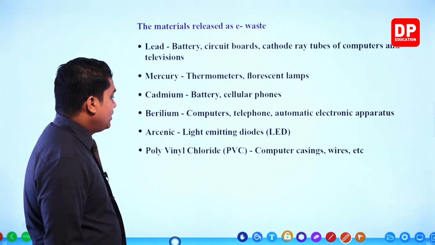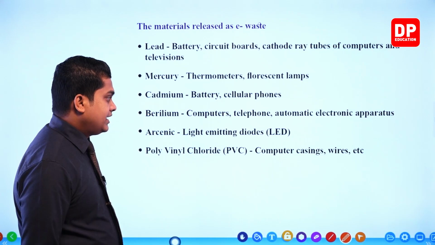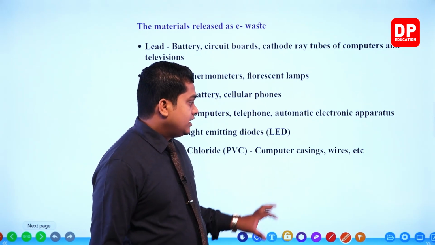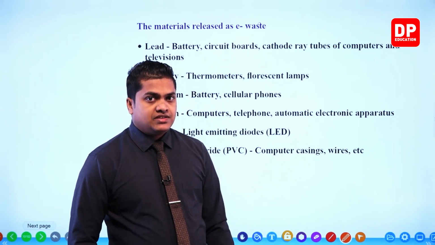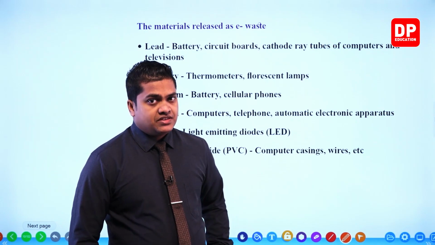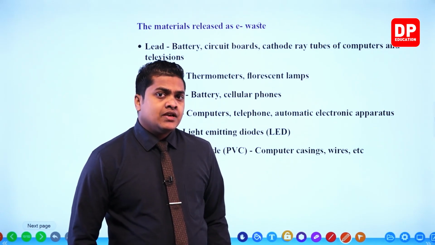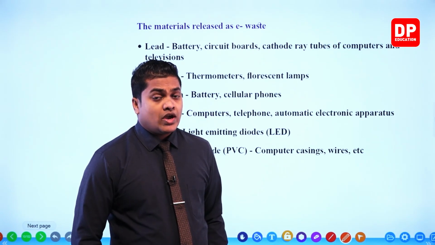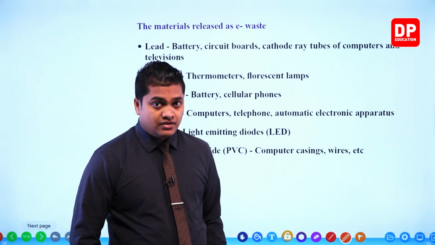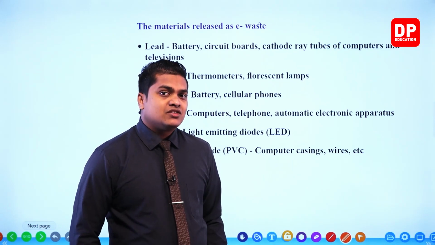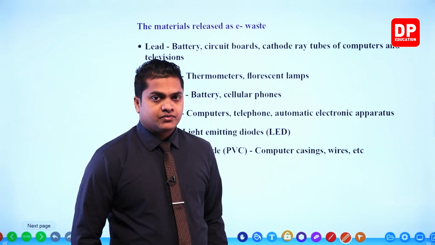Next one, polyvinyl chloride, PVC, from computer casings, wires and other items. Wire casings and computer casings use PVC as it is an electrical insulator. You know that PVC is an electrical insulator. Therefore, when these substances are released to the environment, PVC can be added to the environment. As it is a polymer, it will take a very long time to biodegrade. Actually, those things are not biodegradable. So, these are the ways which e-waste can be added to the environment.